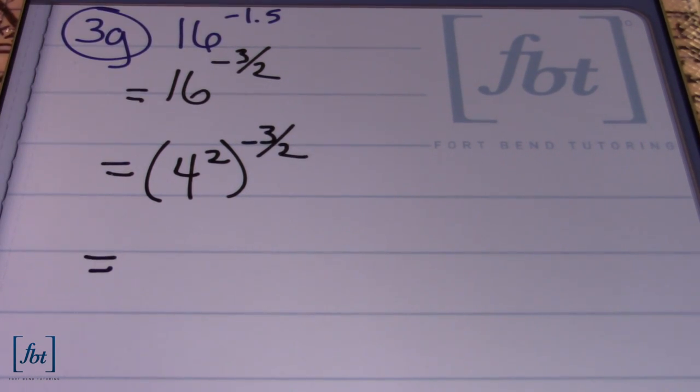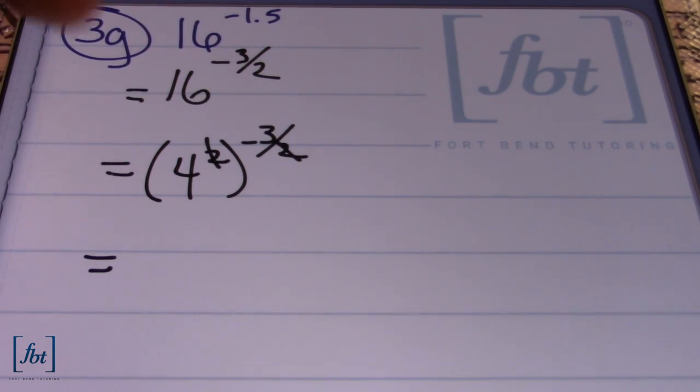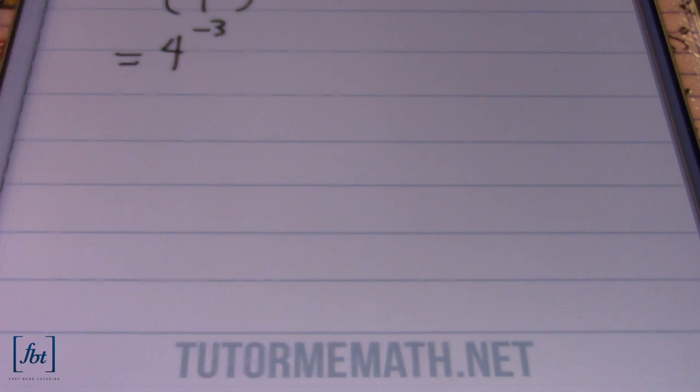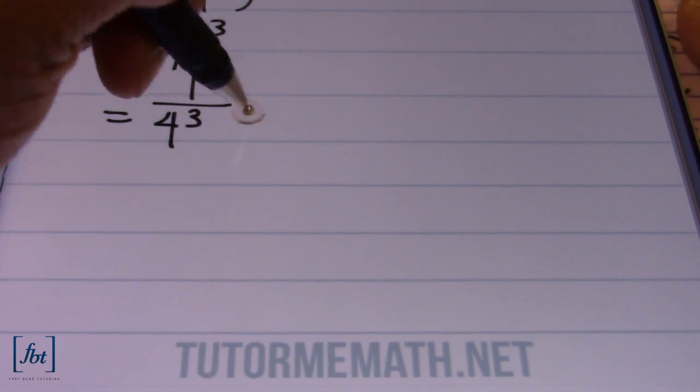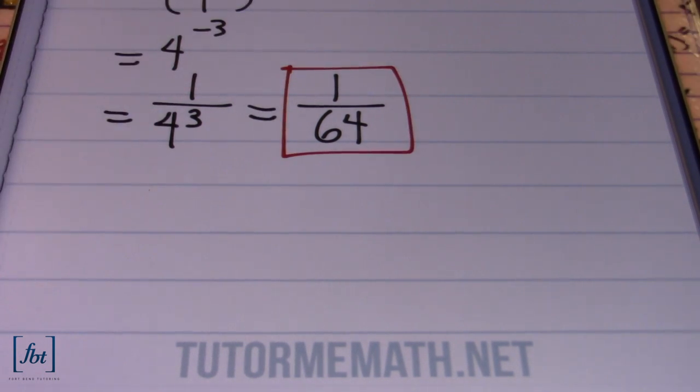You see where I'm going with this? Continuing on, the 2's will cancel out here. They're gone. You end up with 4 to the negative 3rd power. But because we have a negative exponent, you're not going to leave it like that. You're going to shift our base of 4 to the denominator. It'll be under 1. You'll have 1 over 4 cubed. And it just so happens, I know what 4 cubed is. 4 times 4 is 16, and 16 times that additional 4 is 64. I'm red boxing this. This is the answer. 1/64th. And done.